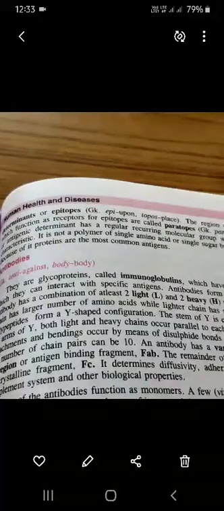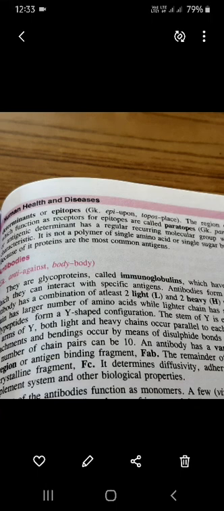Usually the polypeptides form a Y-shaped configuration. The stem of the Y is exclusively formed by the heavy chains. In the arms of the Y, both light and heavy chains occur parallel to each other except for the antigen binding sites. Attachment and bending occur by means of disulfide bonds. In certain immunoglobulins, the number of chain pairs can be 10.